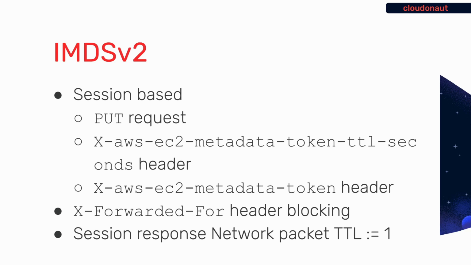a network packet where the TTL is set to 1. So TTL basically means that there's only one hop possible for this packet and then it will be dropped. So it can only be received by your EC2 instance. This packet cannot traverse any longer in the network.